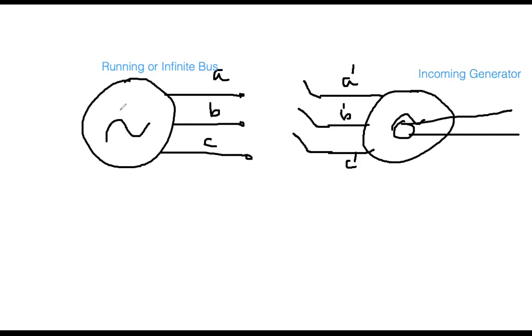Okay. Of course, it has its own shaft. Okay. So now everybody see, the first condition is that the RMS voltage of the incoming generator must be equal to that of the running generator.